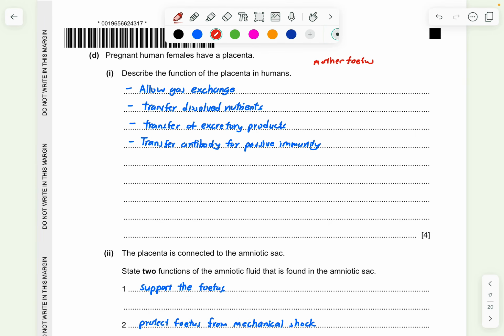And then what else? You need to know that it can transport dissolved nutrients, important ones, and transfer excretory products, and also transfer antibodies for passive immunity. All of these are important for allowing the baby to not have any problems the moment that it comes out from the reproductive system. And it's all mainly to gain passive immunity.